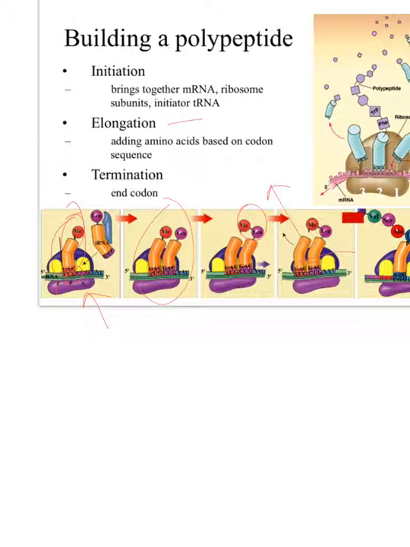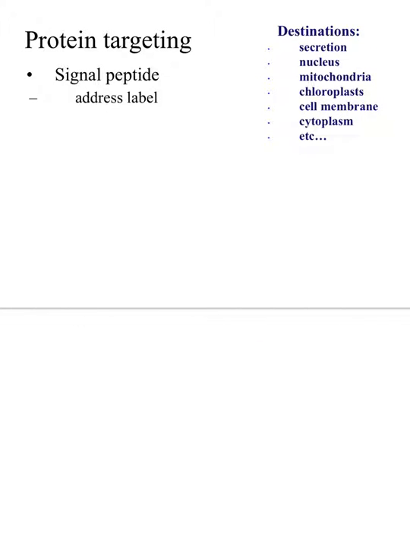Eventually we're going to reach a stop codon. When the stop codon is reached, all the tRNAs release, the protein releases, and now we have a polypeptide or a protein. The protein that is made will have some type of signal on it, which is like an address label. It's basically telling the protein that this is your job and this is what you're going to do. There are all kinds of destinations that this protein can go to. It can be secreted out of the cell. It might go to the nucleus. It might go to the mitochondria, the chloroplast, all these different destinations in the cell.